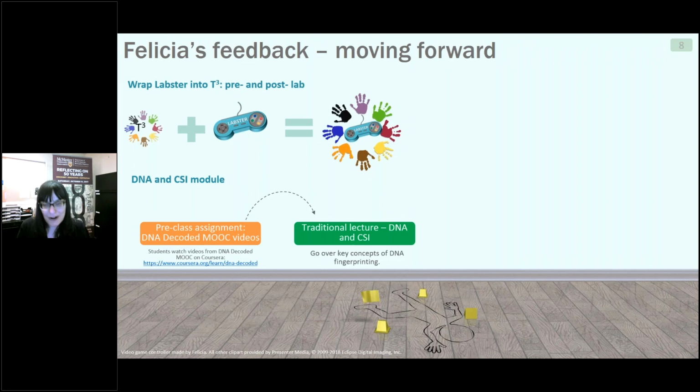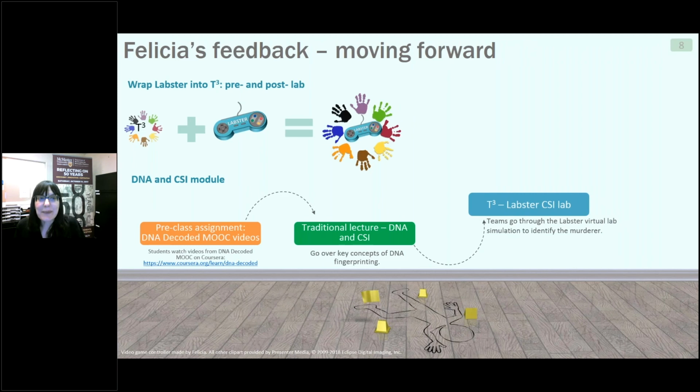Then the students are going to meet in team think tanks and conduct the Labster CSI labs, where teams will go through the actual virtual lab simulation and identify the murderer. And then I'm going to give them their own case, and we're going to go in the lab and identify our own murderer using PCR and agarose gel electrophoresis. So this is a really nice, tight module that not only showcases to the students the power of DNA in forensics, but also connects all of these different techniques to real life situations.